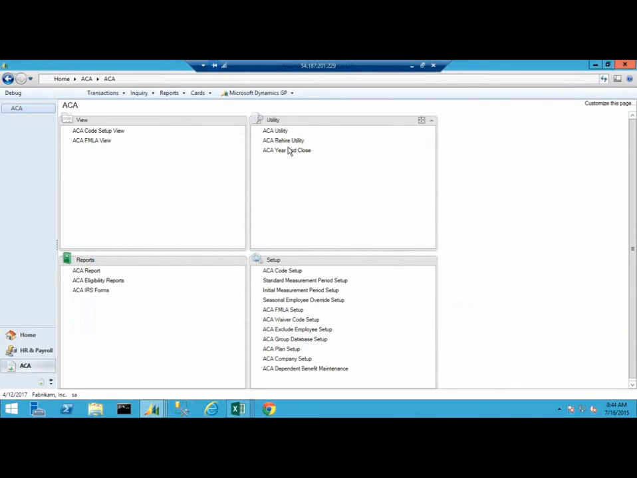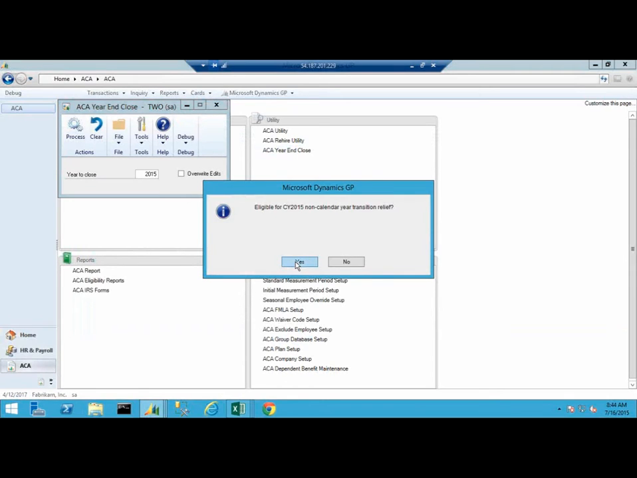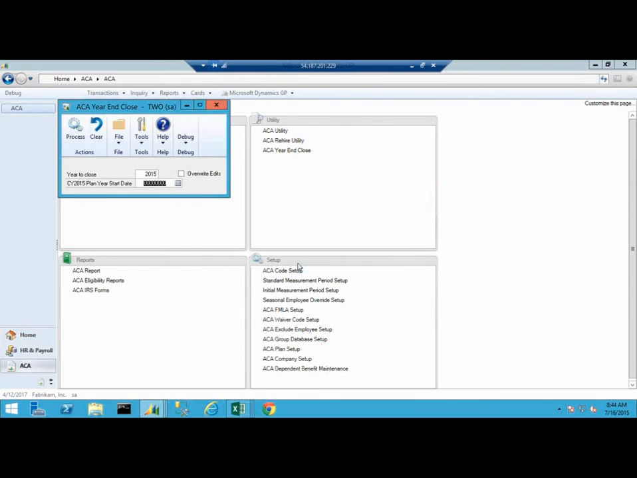All right. Now we're going to bring this all together. We do a year-end close, just like you do here. And if you say yes, when you do a year-end close, it will ask you, are you eligible for non-calendar year transition relief for 2015? That's only for 2015. And what that says is if you have a health plan that was not a calendar year plan, in other words, it didn't start January the 1st, 2015, and it was in existence December 27, 2012, and you did not make any changes to the plan, you do not have to comply with the ACA in 2015 until the renewal of the plan in 2015.